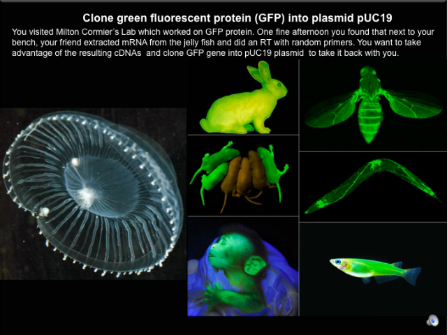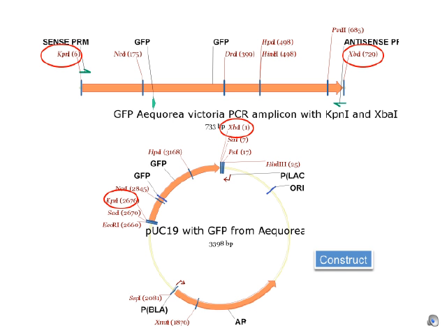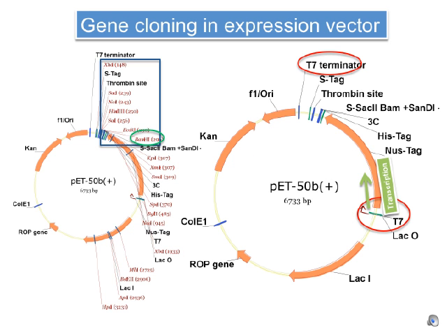Let's say you want to clone GFP gene of jellyfish into a cloning vector PUC19. We will learn to use PCR-based cloning strategies to solve such problems.